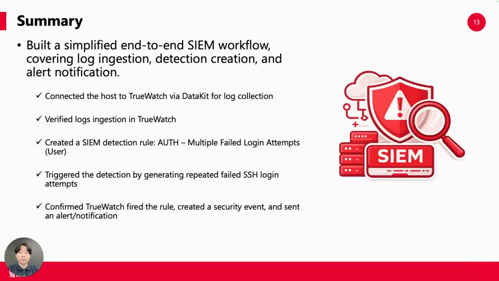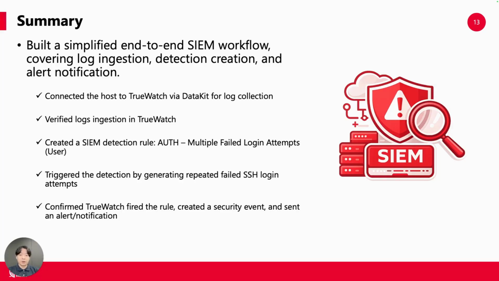So in summary, to recap what we just demonstrated, we started from raw Linux authentication logs, connected the host via DataKit, and verified ingestion in TrueWatch. We created a SIEM detection rule for authentication, mainly to track multiple failed login attempts for a specific user with a clear window and threshold. We also triggered the rule by generating repeated failed SSH logins, and once the detection fired, TrueWatch generated a security event with investigation context and delivered the alert to our team's channel for response.